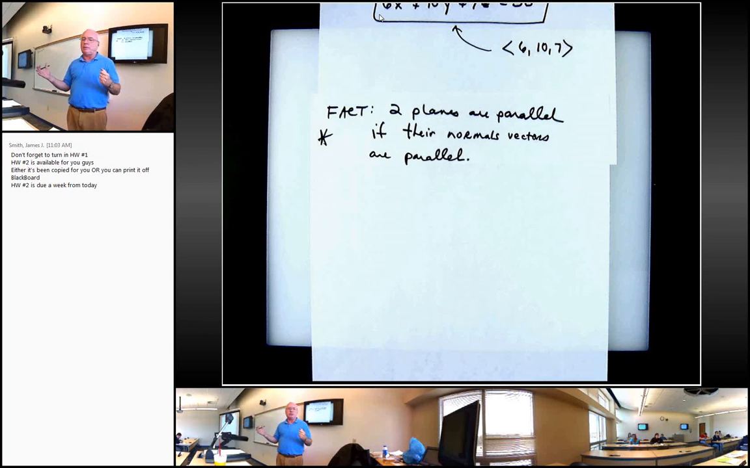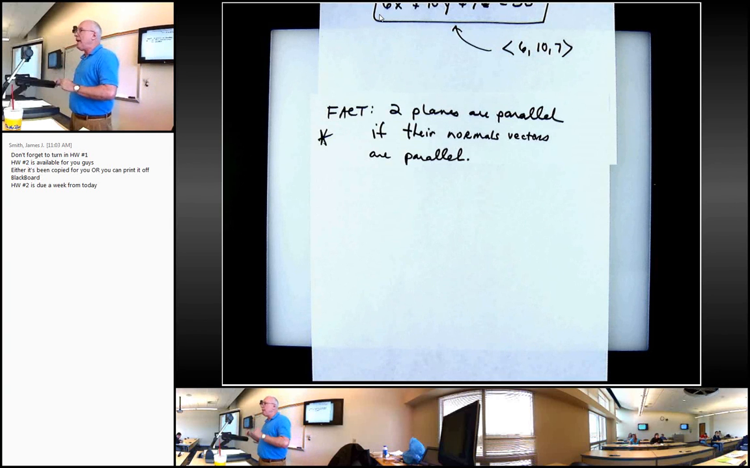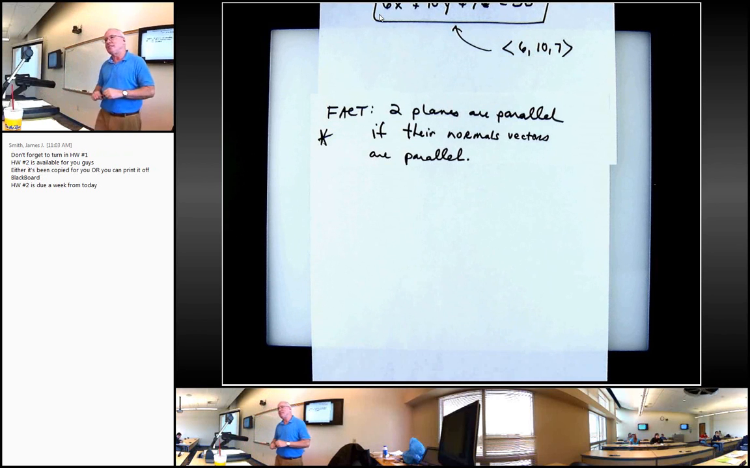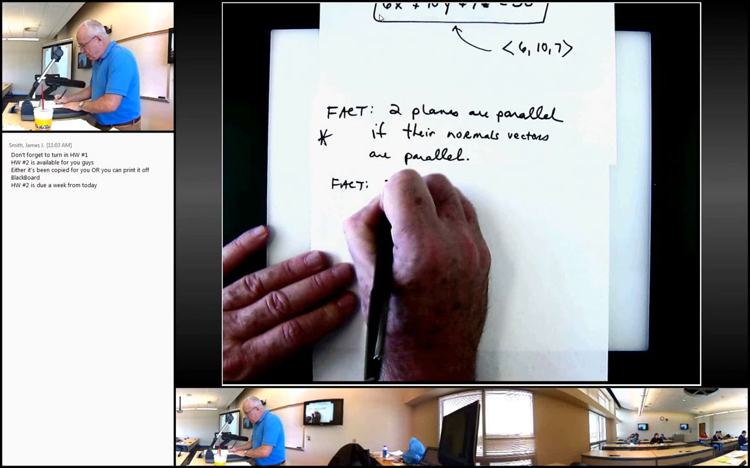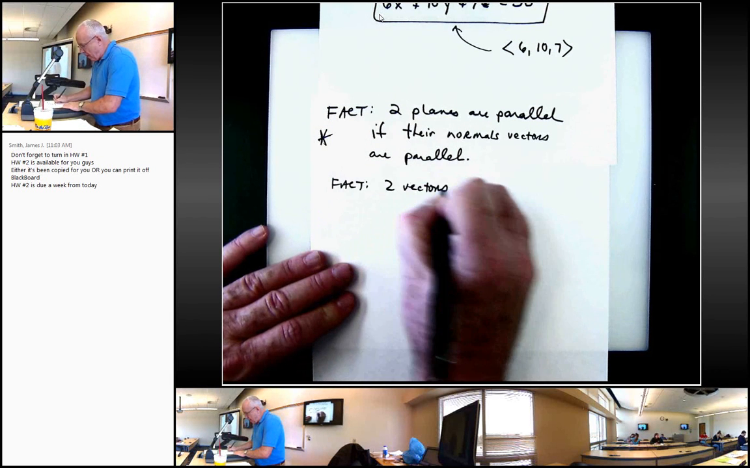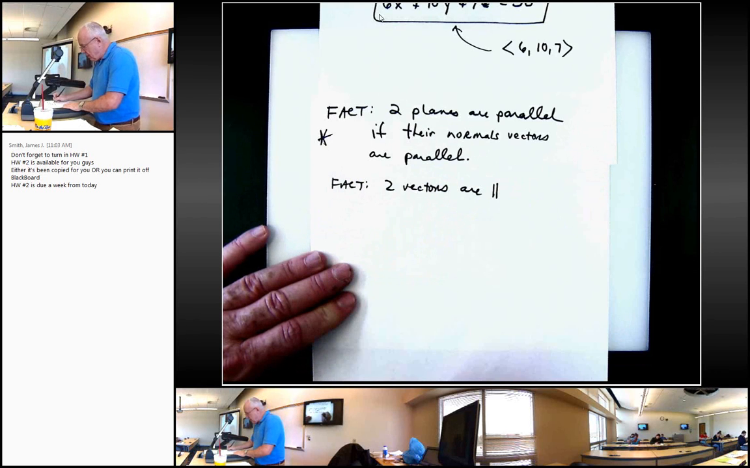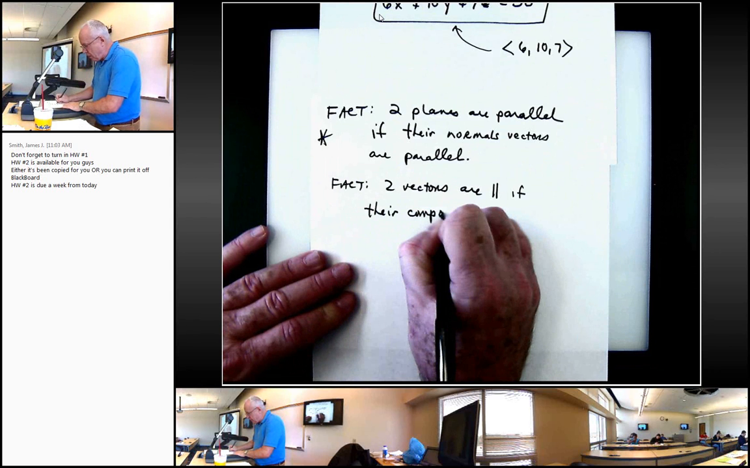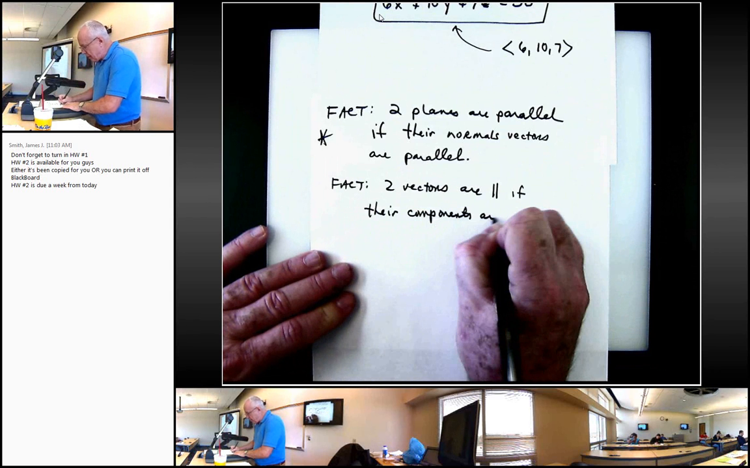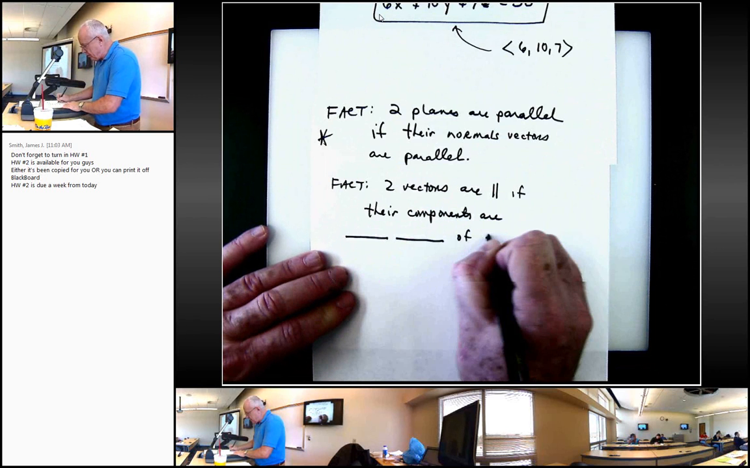So, normal vectors, two vectors are parallel. What's another thing we learned about parallel vectors? Two vectors are parallel if their components are blank of each other. Not opposite necessarily. In fact, two vectors are, let me just put parallel, if their individual components are blank of each other.